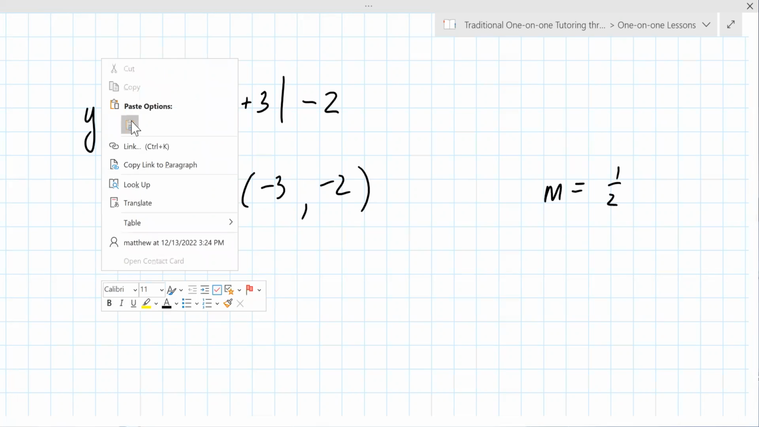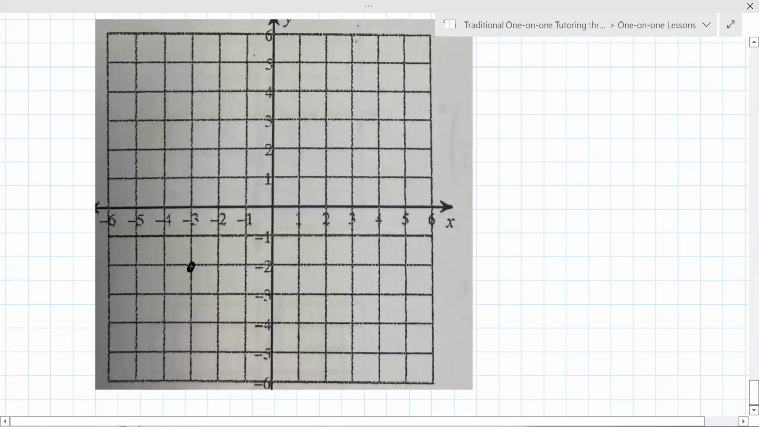Okay. So you go and graph the vertex, -3, -2. And from here, you go up 1, right 2, up 1, right 2. And you do as many as your instructor wants you to do. And there you have it.